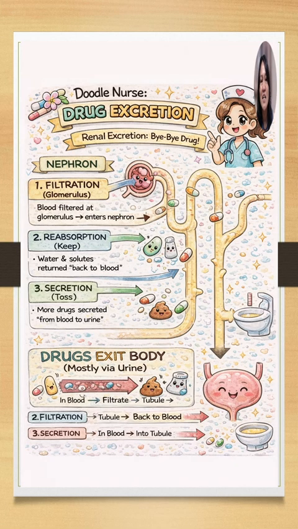So overall, drugs move from the blood, through the filtrate to the tubule, and then urine, leading to elimination from the body. Understanding this process is important because kidney function directly affects how long drugs stay in our body and helps us guide safe dosing.